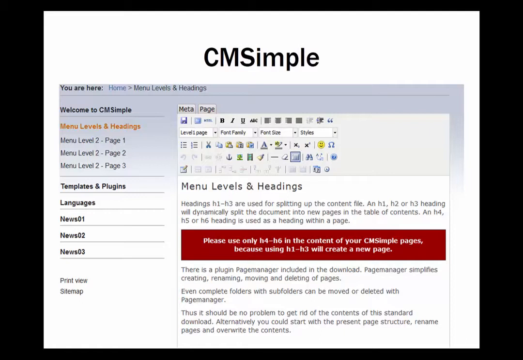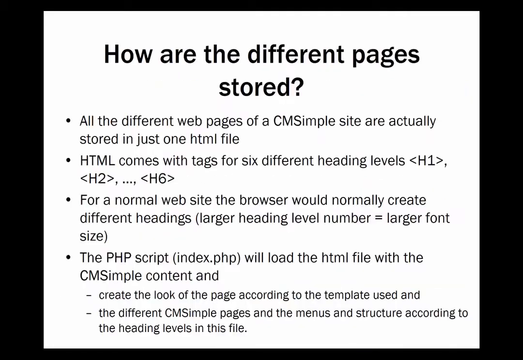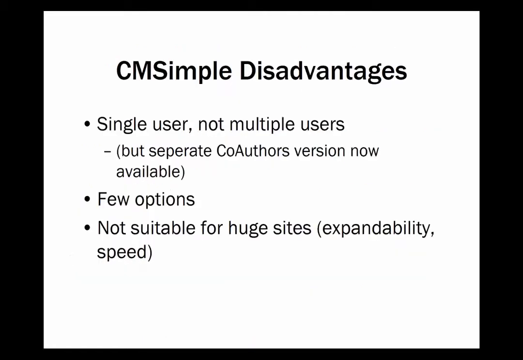So the main level is done with the H1 heading. How's the sub level done? H2 and H3. So the first 3, H1, 2, and 3, are used for splitting the pages and for creating the menus. And then if you want different headings in your document, you work with H4, H5, H6, because 1, 2, and 3 is reserved for this menu creation.